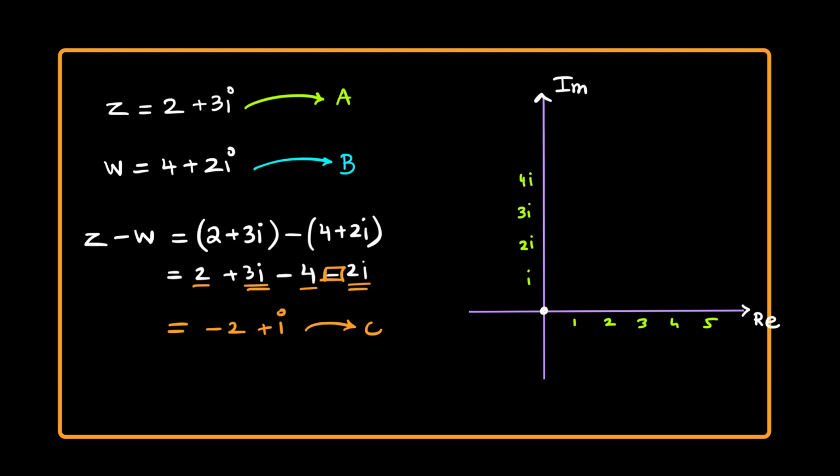So now I'm labeling the first point, that is 2 plus 3i. So this is 2, this is 3i. So that point is over here. I'm labeling it as A.